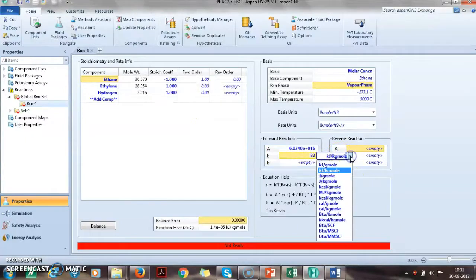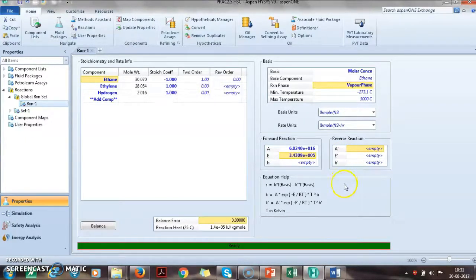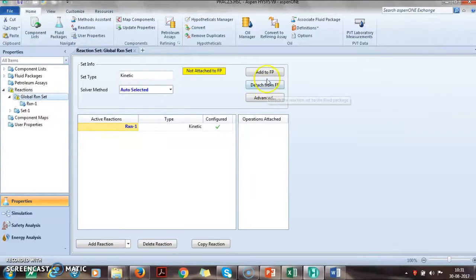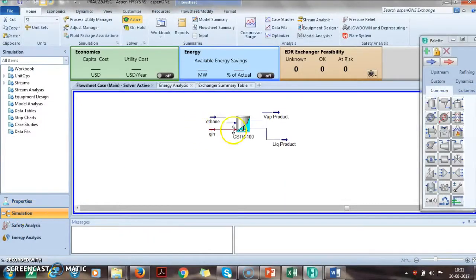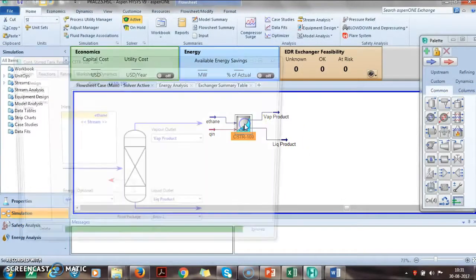82. You have to be very careful about the unit, kilocalorie per gram mole, and your reaction is ready. Now this reaction needs to be attached to the fluid package. It is showing the message that it is not attached, so I am attaching it. Attach this to this, and you can see that now it has turned to green. You can go to the simulation, and you can just see that the simulation has been performed.